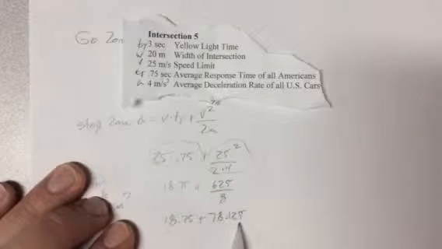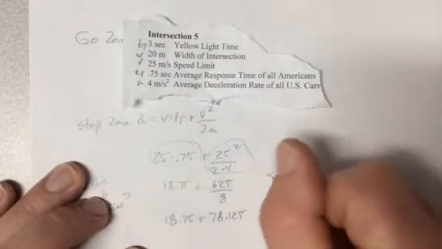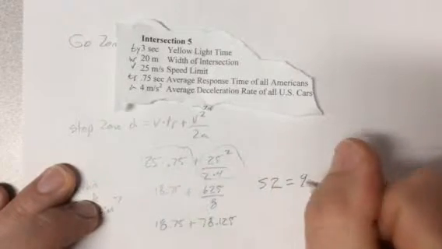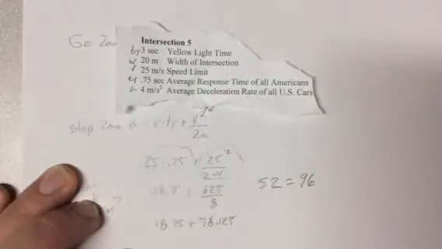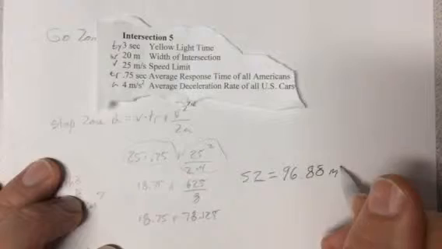Now, if I get a decimal that ends, don't round it. Put the whole thing down. We're going to add these 2 up. And I get a stop zone, so my stop zone equals 96. Now if you look at the calculator, it's 96.875. I look at the 5, that tells me I'm going to round the 7 to an 8, so it's 96.88. And that would be meters, because it's a length again.